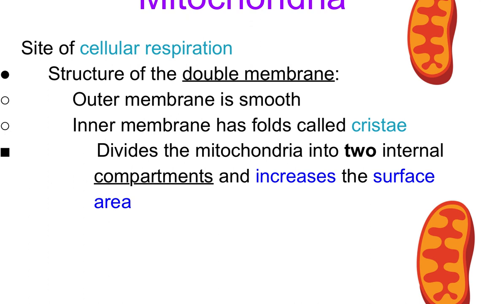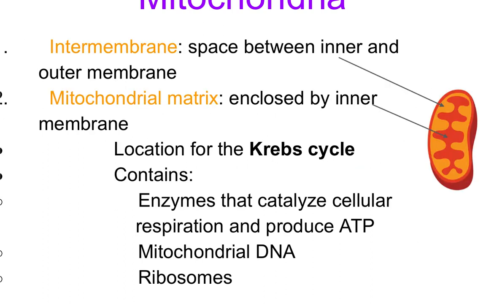Mitochondria, that is the site of cellular respiration. So that's the structure of the double membrane. The outer membrane is very smooth, and the inner membrane, called the cristae, has these folds in it. So it divides the mitochondria into two internal compartments. And the reason for it is increasing surface area. So the little squiggly part that you see increases the internal surface area inside of the mitochondria.